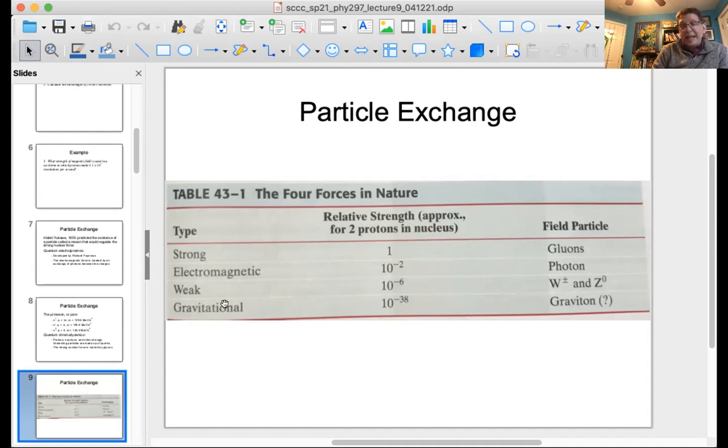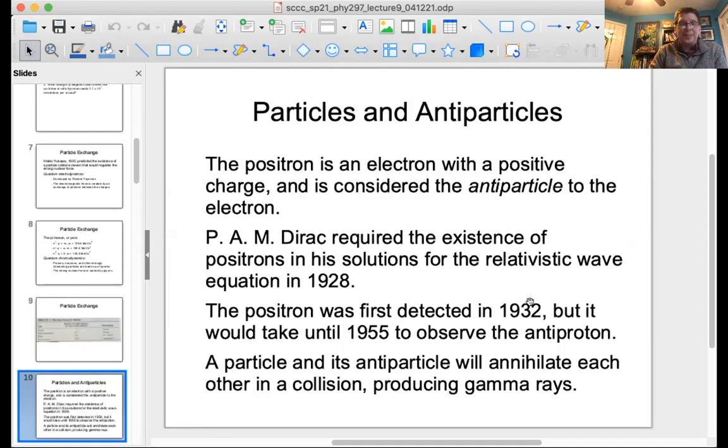And then we get to the gravitational force, which is utterly negligible at the nuclear scale, 10 to the negative 38 the strength of the strong nuclear force. It's been postulated that a graviton regulates the gravitational force, that there is some sort of particle that regulates the gravitational force. It has not been found yet. So theory is definitely leading experiment in that regard. There would be a very significant discovery if a graviton is detected, but we don't have the means of doing that yet.